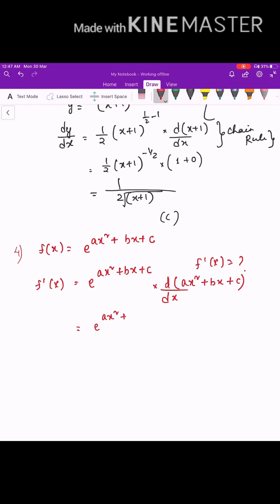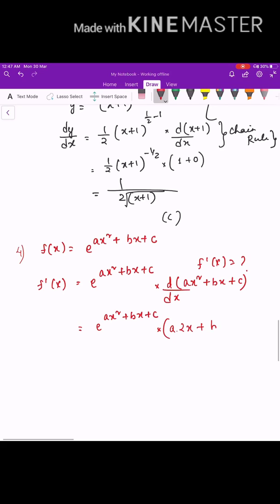So it becomes the given expression into, okay, now ax squared. So a comes as it is. If I differentiate x squared, I get 2x, plus b as it is. If I differentiate x, I get 1, plus c, which is 0. So the final expression is e to the power ax squared plus bx plus c into 2ax plus b. That is option B.